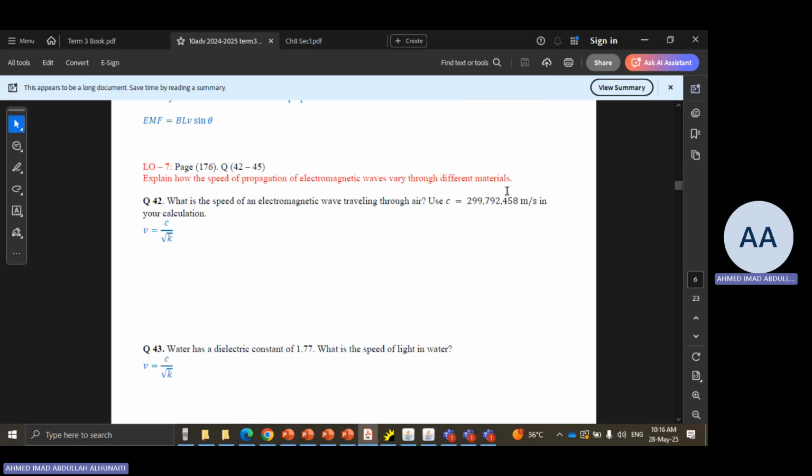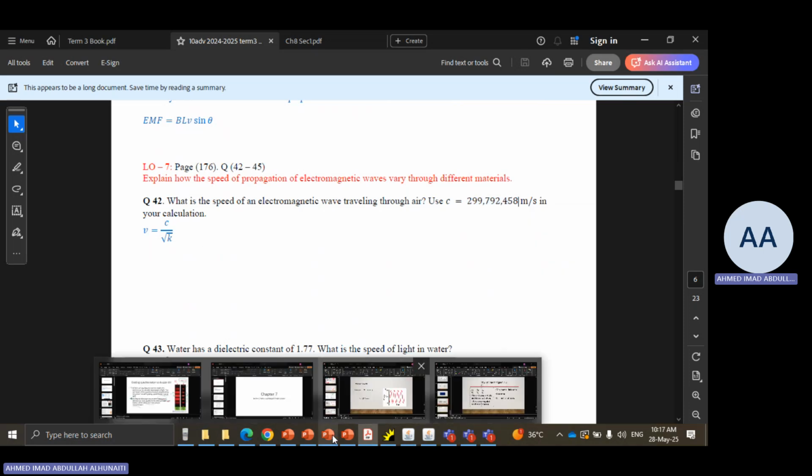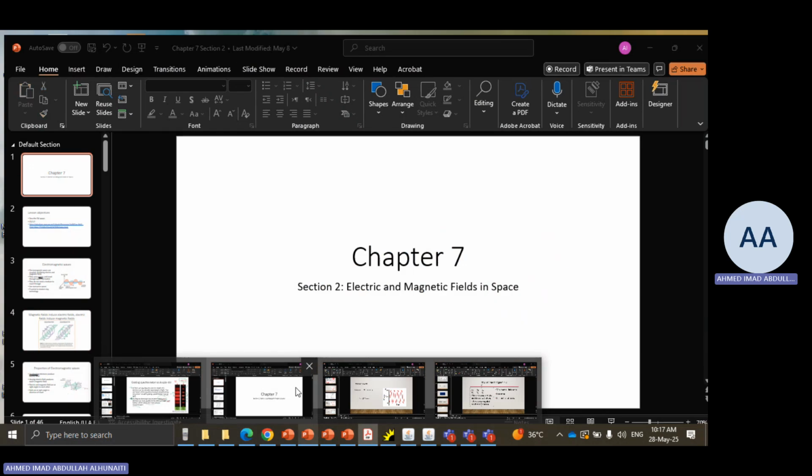Typically, we round this up to 300 million meters per second, so 3 times 10 to the power of 8 meters per second. But if you want to be totally precise, that's the value. But what is k, square root of k? Let's have a look.